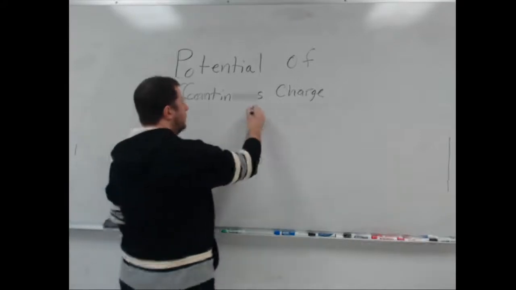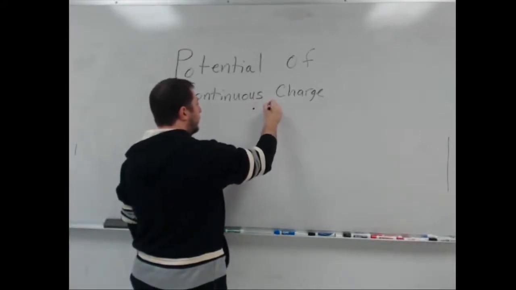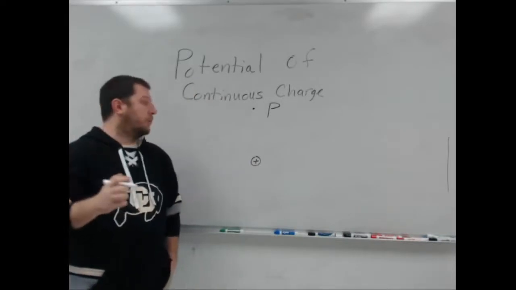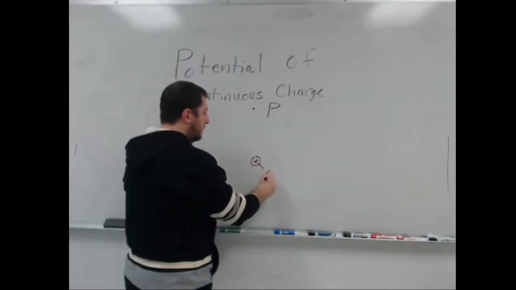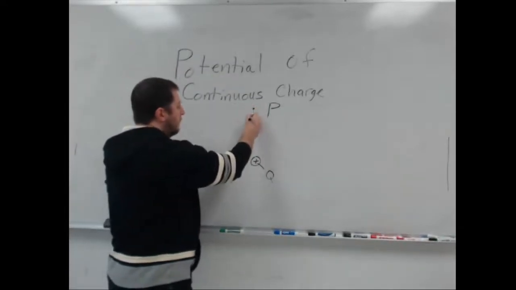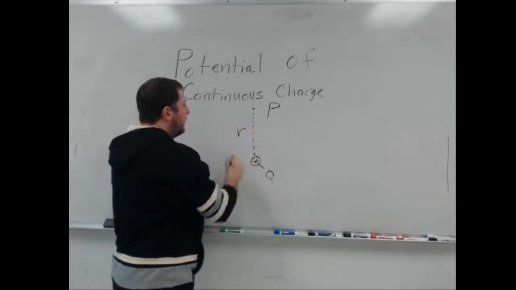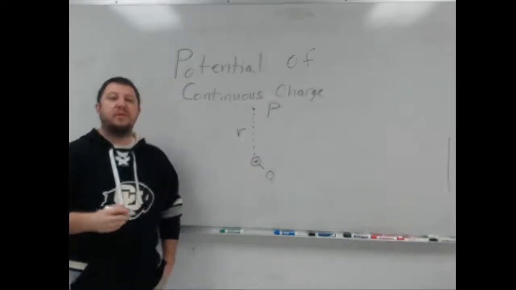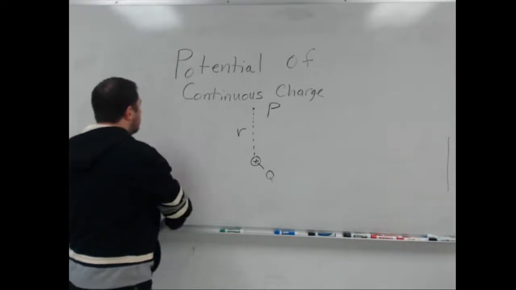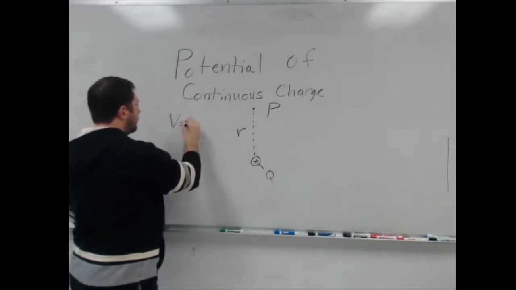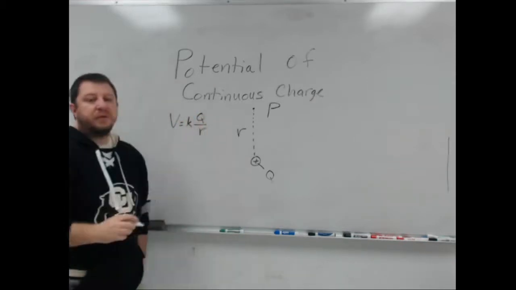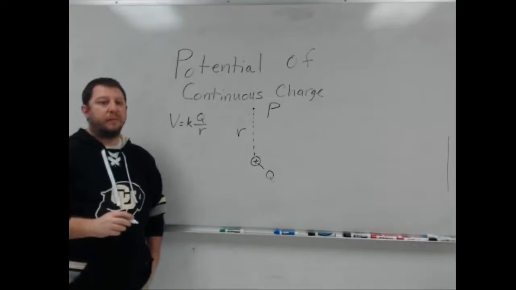So first things first, remember, if I have a positive charge, and I want to measure the potential at some point P, all I need to do is know the amount of charge on my object, and I need to know the distance between them, and I can calculate the potential from this formula, KQ over R.